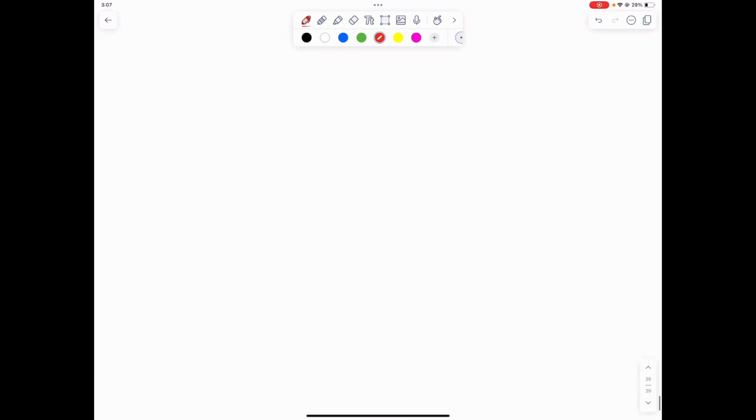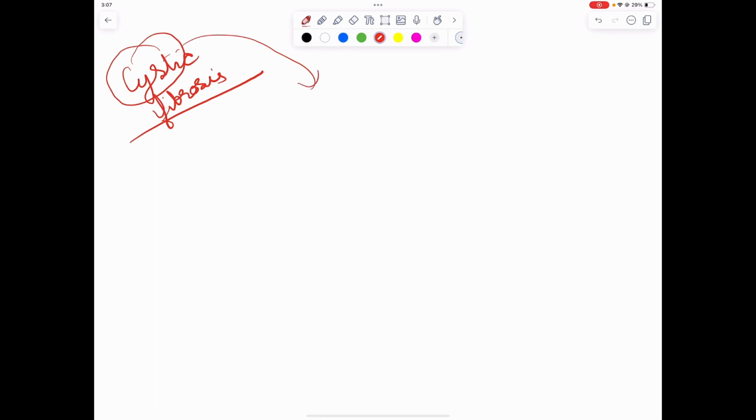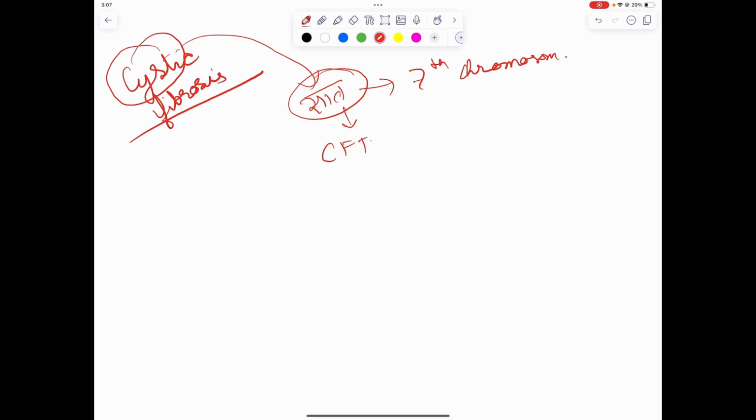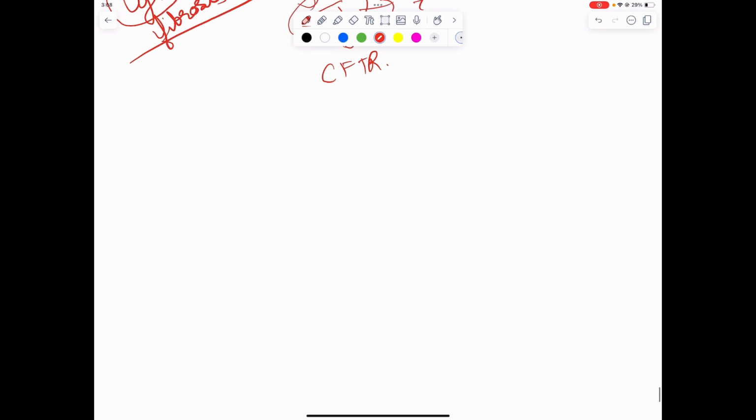Now we come to one more topic, that is cystic fibrosis. Remember that in cystic fibrosis, when we speak cystic, instead of six think of seven, and the seventh chromosome is involved. The CFTR gene is involved. So what are the diagnostic tests? What is the screening test that is often asked with cystic fibrosis?